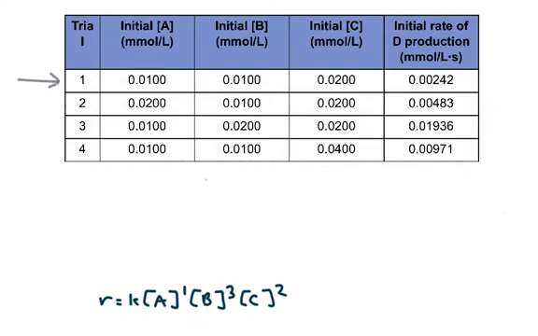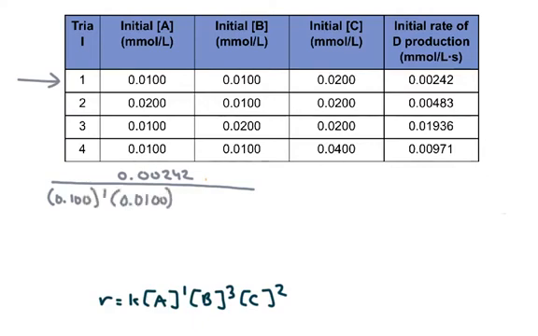Take one row of data, sub it in. So my rate is 0.00242. Don't worry about units right now. We're going to divide because all of those concentrations are going to come across the equals here. We've got 0.100 raised to the 1. Same thing for B raised to the 3. Different value for C raised to the 2. And let's crunch some numbers.